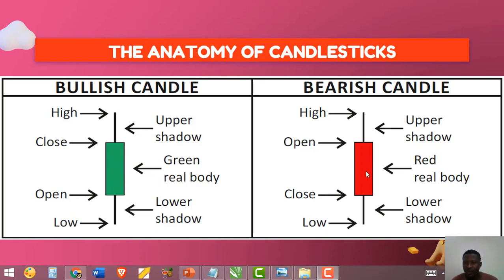Now this is the bear. We have the opening and close. This shows that the bears won in this very candlestick. This is the opening price, which is higher, and the closing price is lower. That's why this candlestick is red. But I'm going to explain more on the chart. Then we have the highs and the lows, and we also have the wick. This thread here is also known as the wick or shadow.